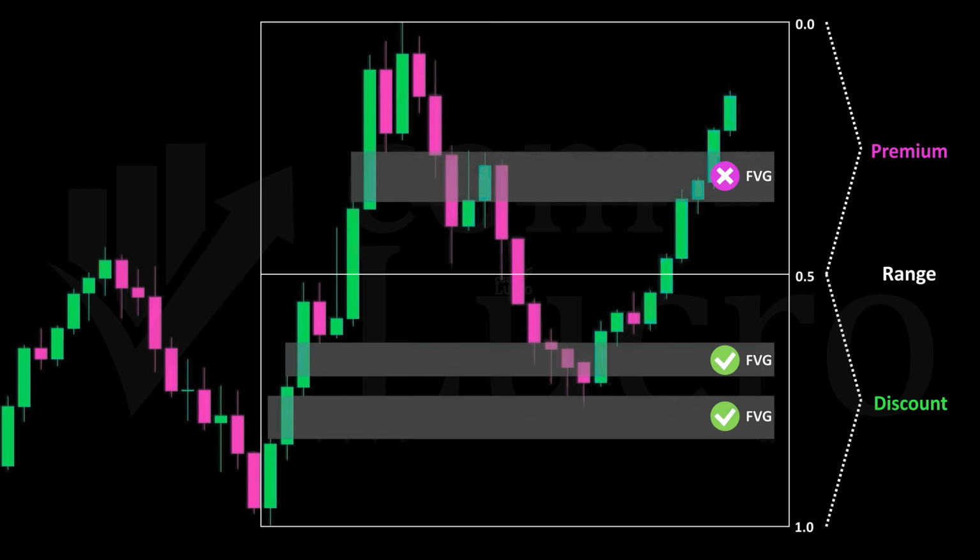This is a more conservative way to enter trades, resulting in a higher risk to reward ratio. It works best when the market is making deep retracements. But if we're witnessing an aggressive trend, buying in the premium side of the range can also be profitable.